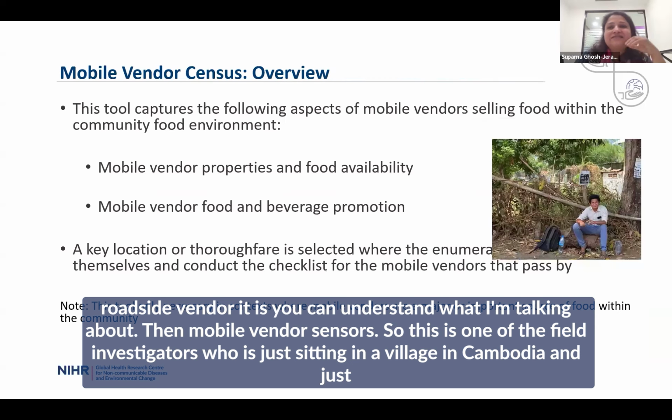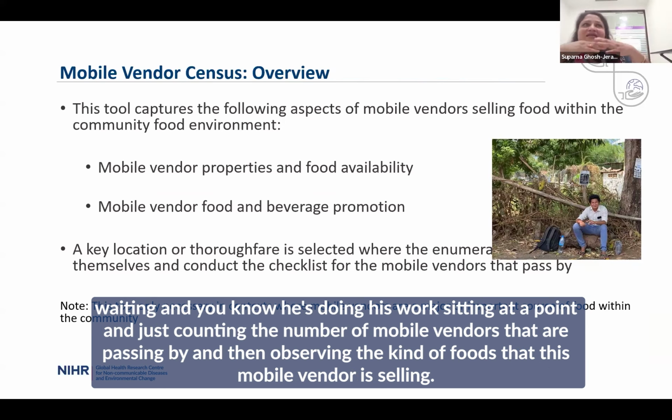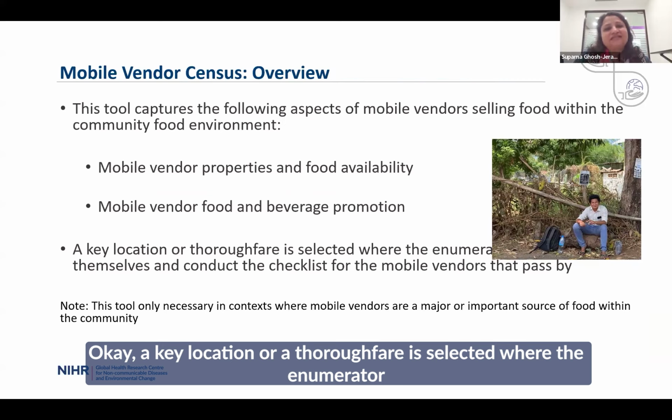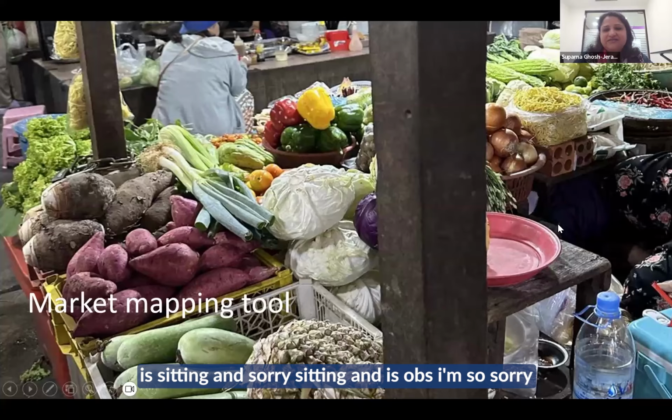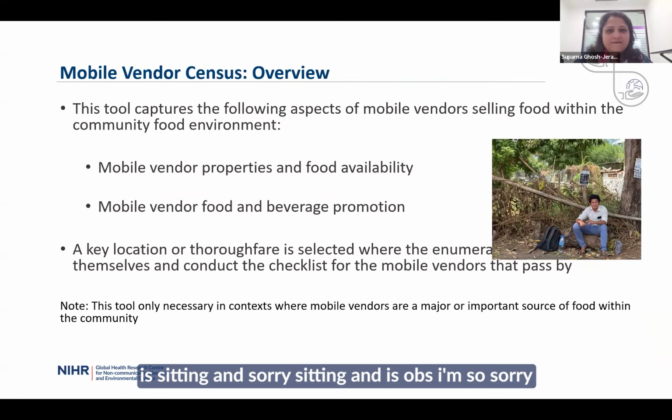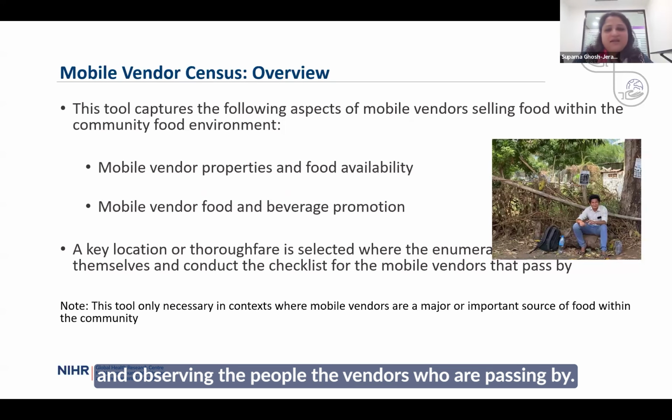Then mobile vendor census. So this is one of the field investigators who is just sitting in a village in Cambodia and just waiting. And he's doing his work, sitting at a point and just counting the number of mobile vendors that are passing by and then observing the kind of foods that this mobile vendor is selling. A key location or a thoroughfare is selected where the enumerator is sitting, observing the vendors who are passing by.